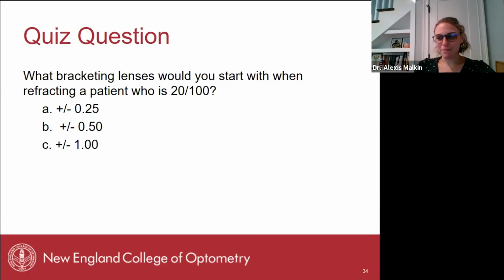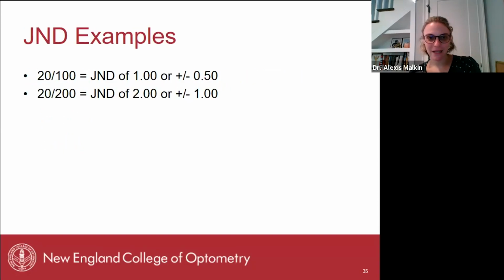So this may or may not be something people can answer easily, but we will see. What bracketing lenses would you start with when you're refracting a patient who is 20/100 or 6/30? So kind of split between plus minus a half and plus minus 1. By the typical rule, we would go with plus minus a half, and we'll walk through that in a second. There's no major issue in going to a bigger bracket.